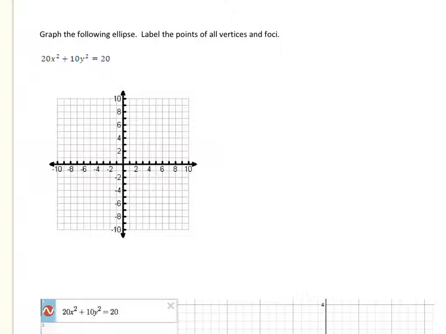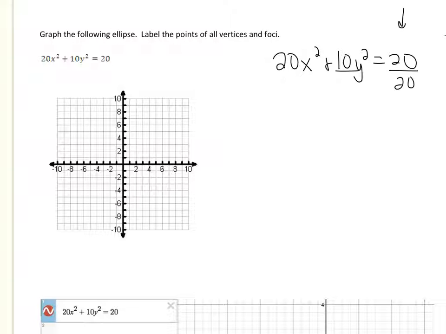Okay, here's another ellipse, 20x squared plus 10y squared equals 20. Now this doesn't look like our other ones, because if you remember, the other ones always equaled 1. So we want to try to put it in the correct form. Ellipses always need to equal 1, so we need a 1 on this side. So I'm going to divide everything by 20.